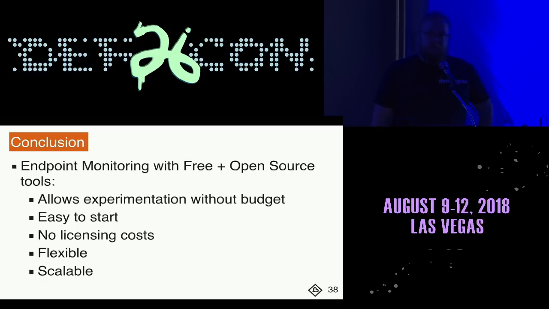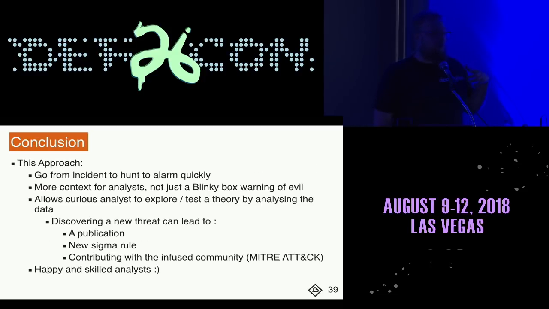And it will give you and your analysts a pretty fun time trying to figure out all the things that are happening. So you can go from an incident to a hunt to an alarm pretty quickly, as shown with the Sysmon subversion thing. You can give your analyst more context than the blinky box with its bad sign. And it can also get your analyst very enthusiastic about new red teaming attacks. Because it's not just a new attack where you have to wait for an update so your system really detects something, you would have the ability to actually do something. So figure out what it does, figure out how it works, and then try and stop it. And that makes for happy and skilled analysts.